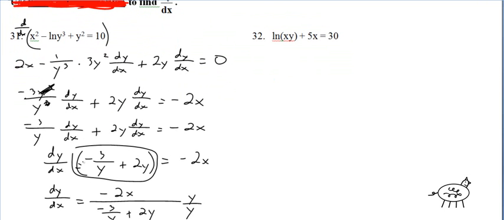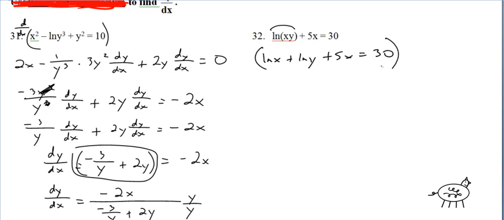Okay, let's do this next one here. Probably a good thing to recognize for this problem is this part right here. I can simplify that. I can write that as natural log of x plus natural log of y plus 5x equals 30. Now, if you didn't recognize that, it still would work out, just a little bit more work. You've got to take the derivative of it, and then do the product rule using the chain rule, and it's just a little more complicated. A lot easier if you break it up.